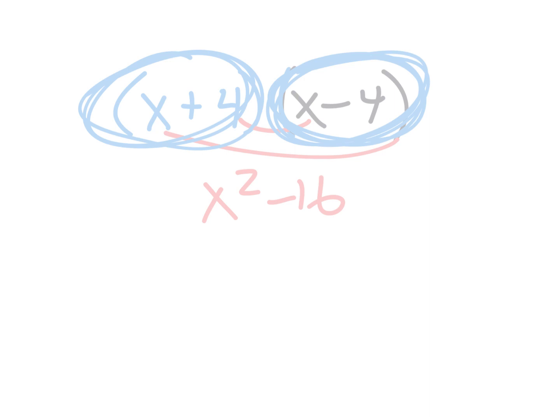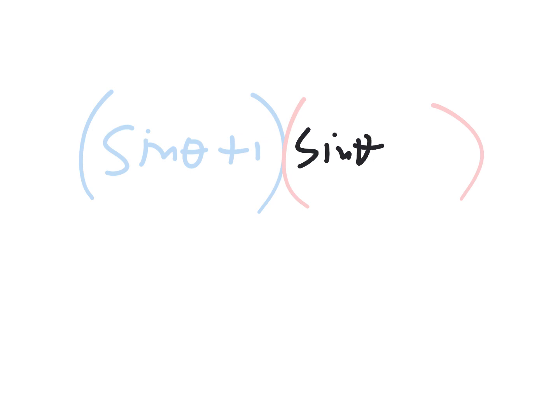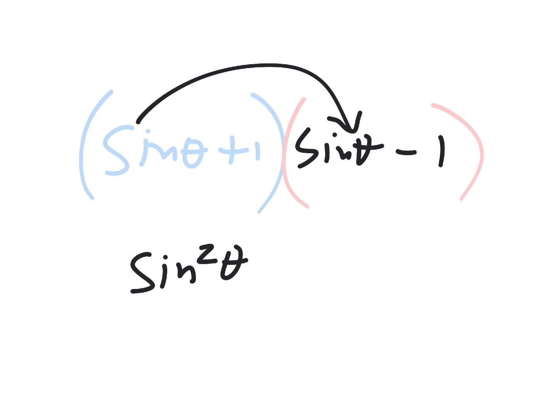All right. So if I have sine theta plus 1, take a wild guess what the conjugate of that is. Don't overthink it here. This is supposed to be easy. Sine theta minus 1. Yep. And when you multiply that out, you get sine squared theta, and then the outside and the inside are opposite, so they cancel. Minus 1.